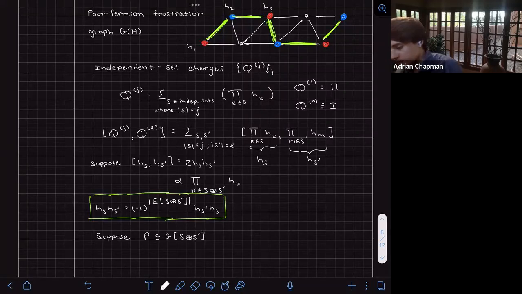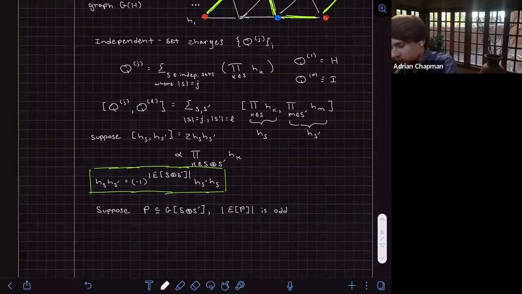And the length of P, when I say length, I mean the number of edges. So I should say, if P is a vertex subset, I think I want to say it this way, is odd. And so then this gives this.